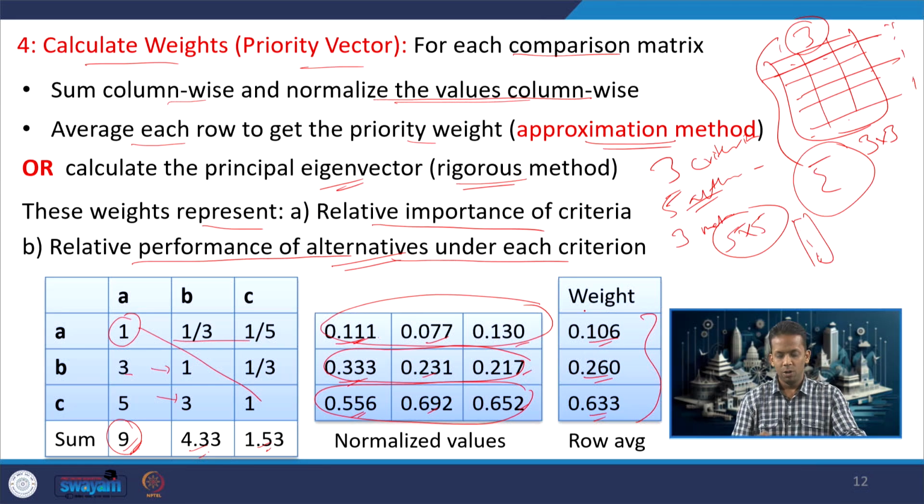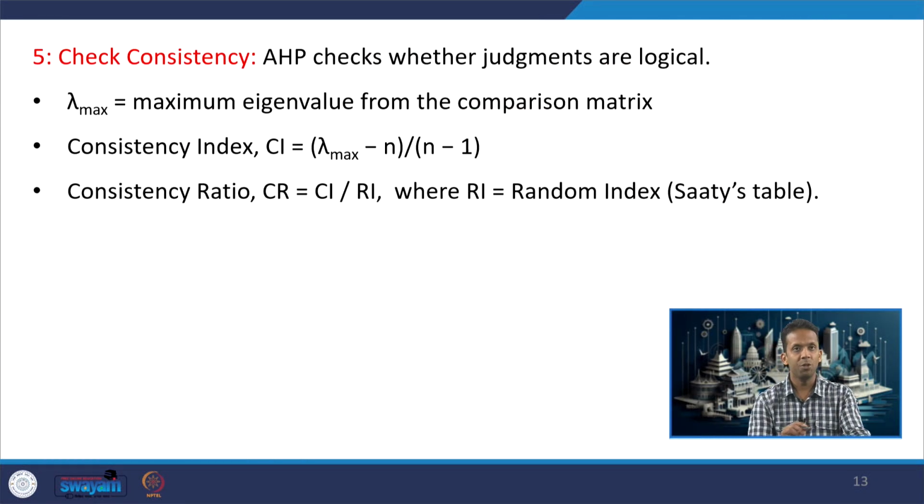So this was basically to show you how the approximation method works: sum column wise, normalize and then take the row average. That gives you the weights or the priority vector for a comparison matrix. The fifth step is, once you get the weights, you check the matrix for its consistency. This consistency step is to check whether the judgments which are made, or the data which is collected based on the experts' opinion or the survey, are logical or not.